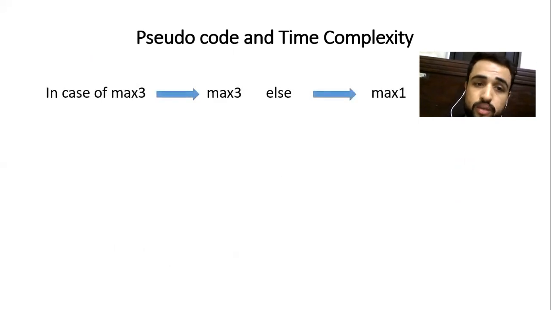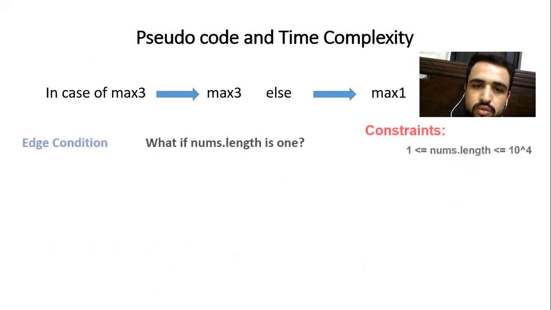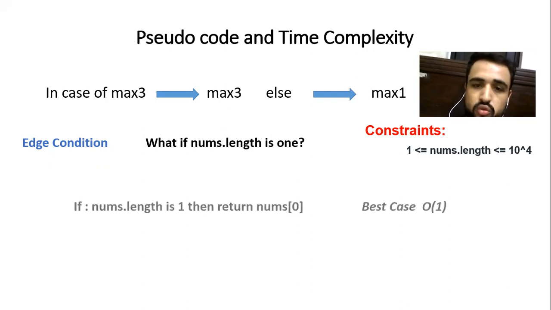So in case of maximum 3, we will return maximum 3, else we will return maximum 1, the first maximum number. All right. So in this problem, if we look at the problem, we have an edge condition. What if nums.length is 1? Mean the length of the array is 1. There is only one element in the array. So that will be the best case of our problem, that is O(1).